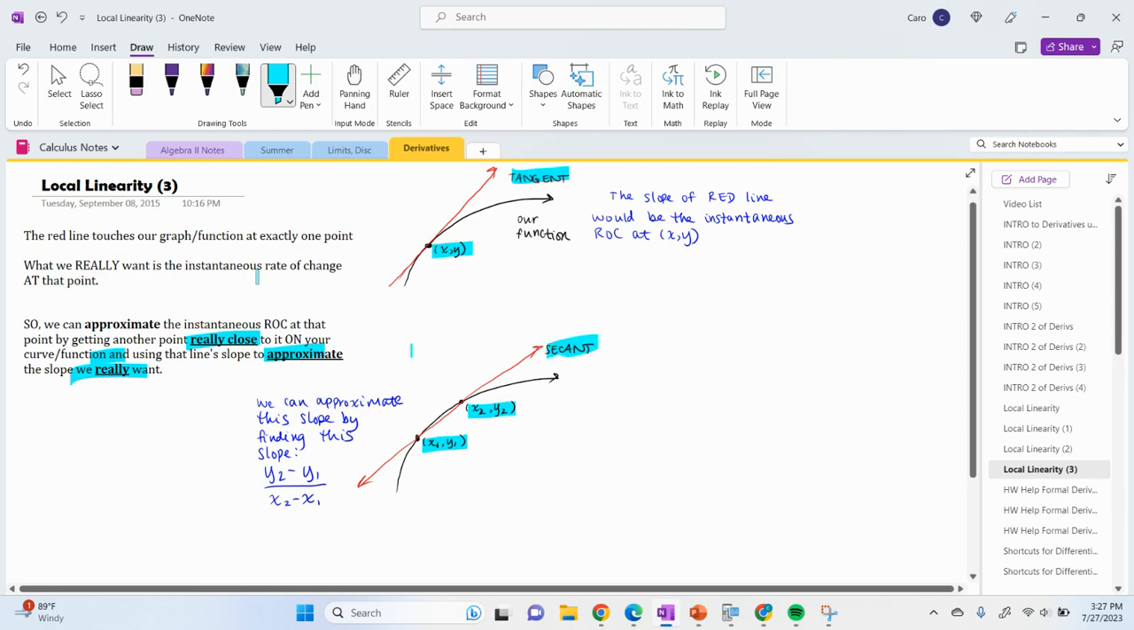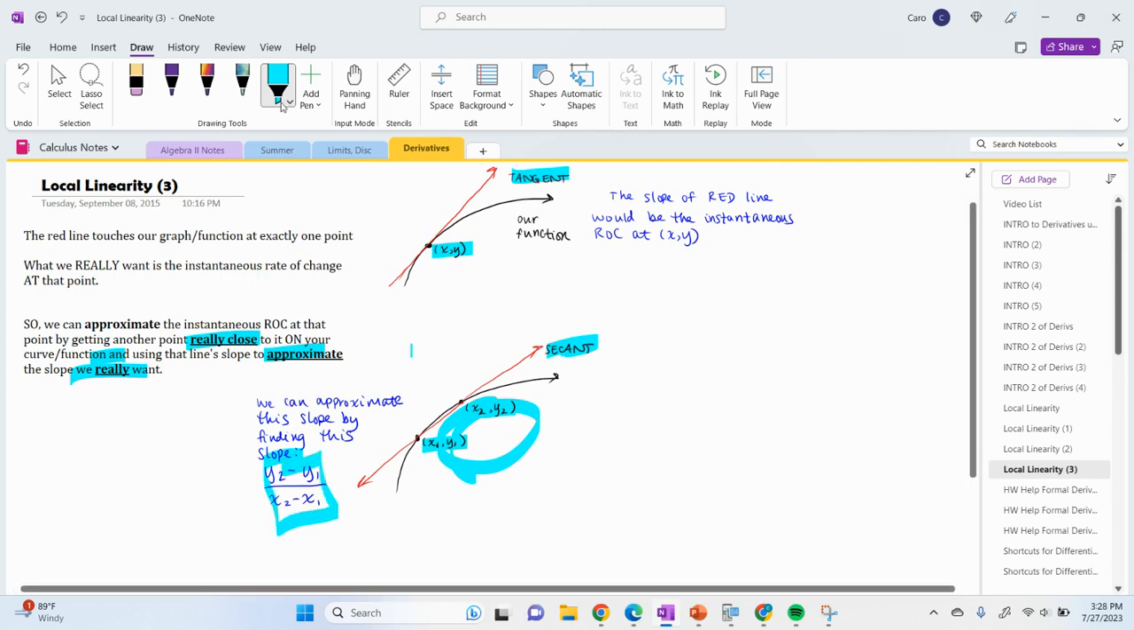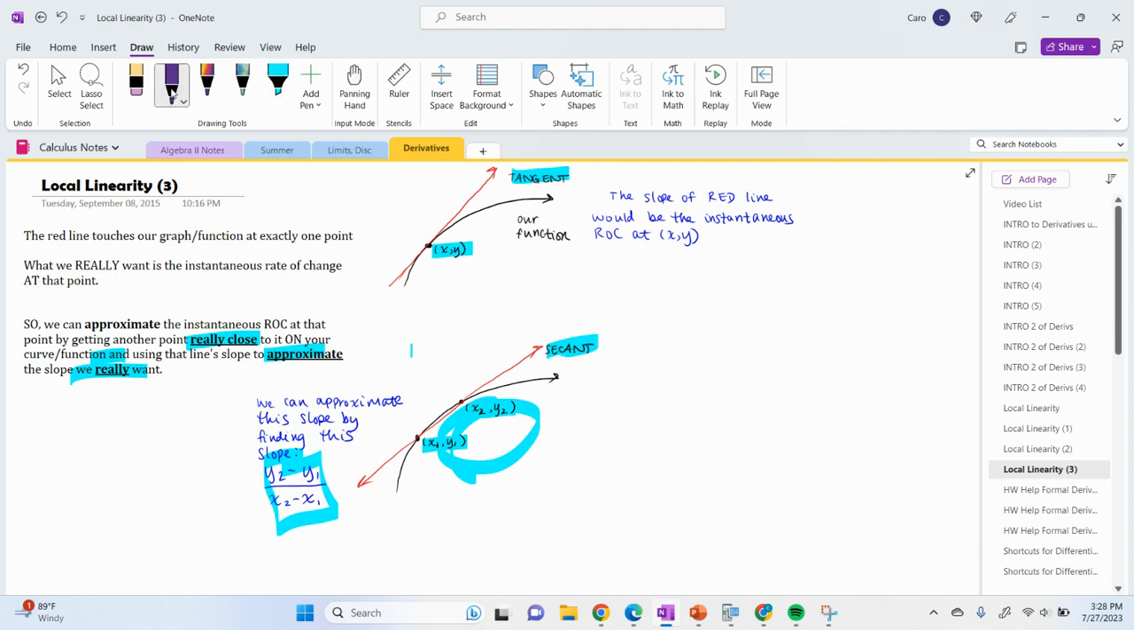So this secant line is going to have a slope that's very, very close to the tangent line because you're going to make these points very, very close together. We'll be using our good old slope formula in order to do that. And remember, the tangent line is the instantaneous rate of change. When you find the slope of that tangent line, that's the instantaneous rate of change.